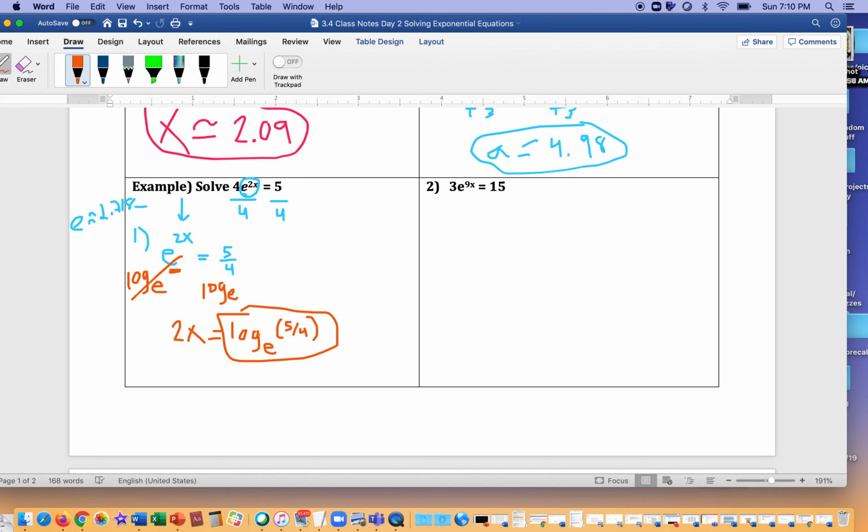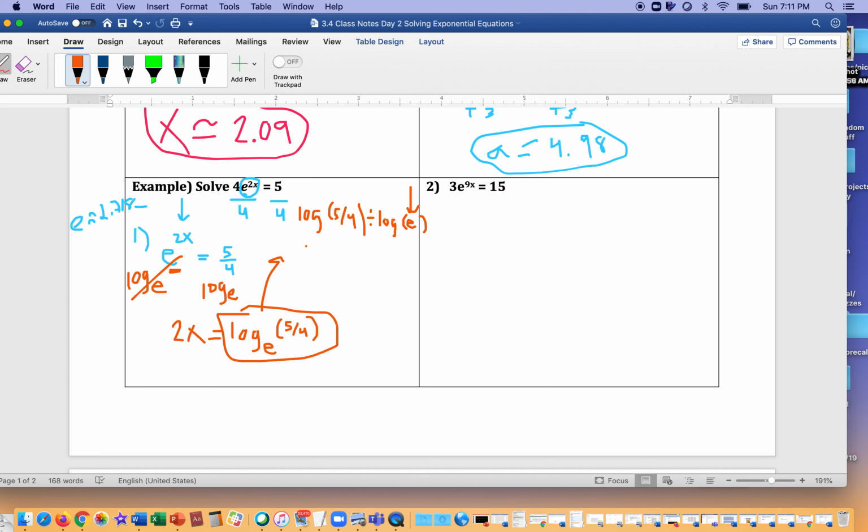Now, there are 2 ways to put this in your calculator. You can do change of base, depends on what's easier for you: log of 5/4 divided by log of e. Now this e, on my calculator, you have to hit shift and then you hit the divided by button. You'll see it there. So if you hit that, you'll get a value.